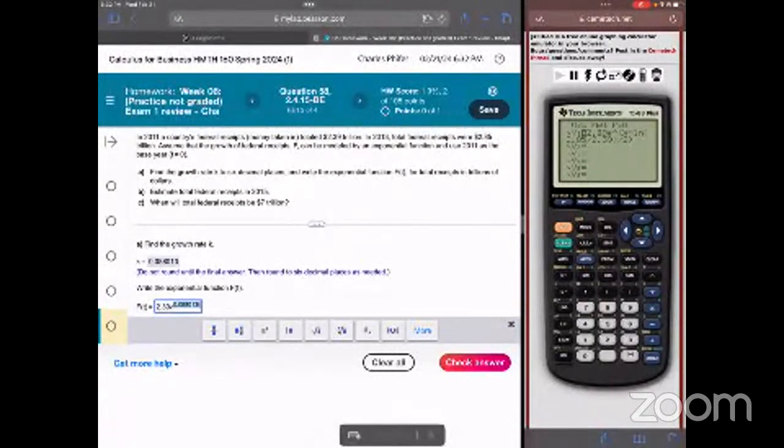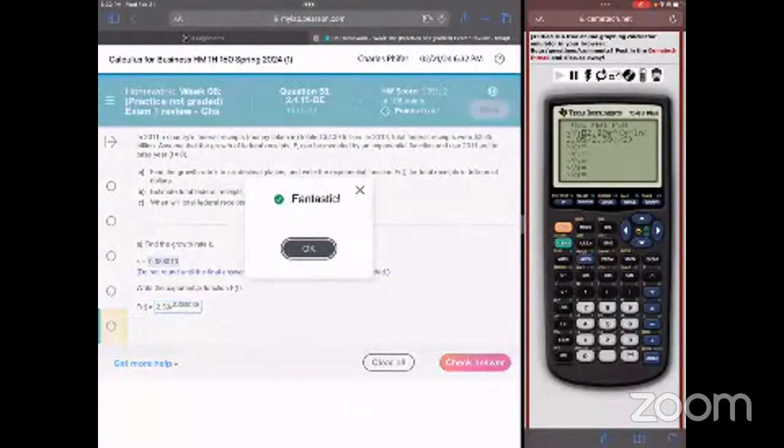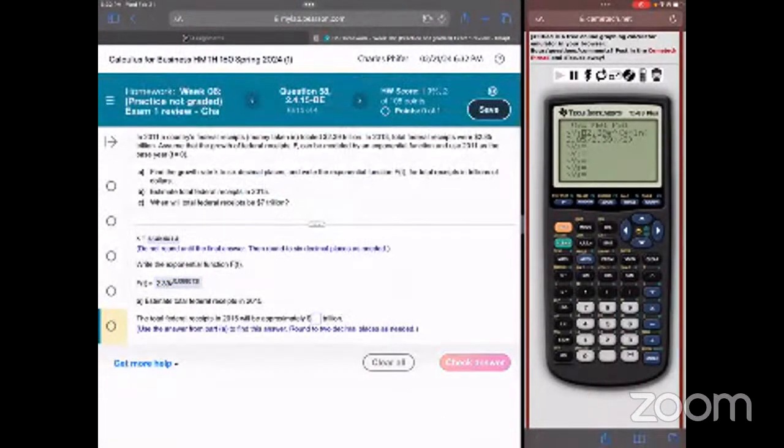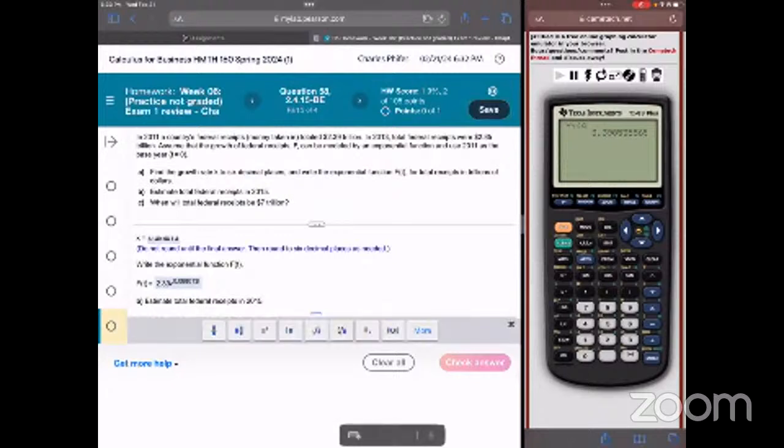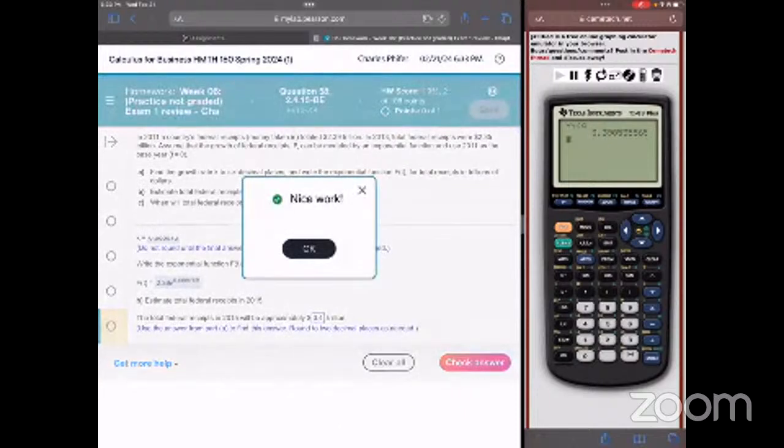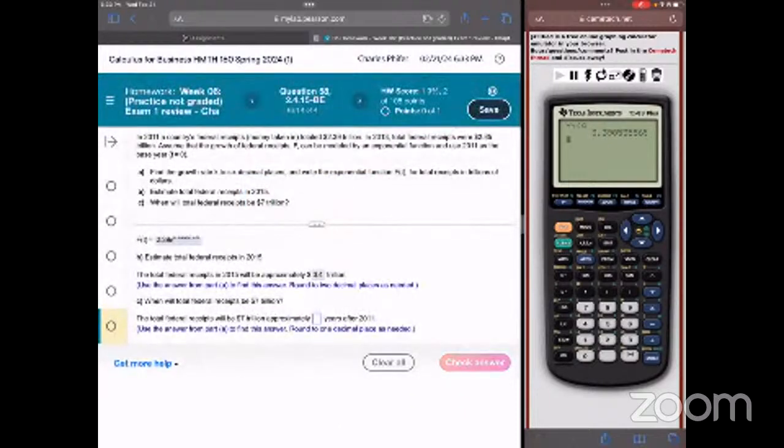So then that was our model that we got using that K. So then in 2015, I think we got that result here. So that's 4 years later. It says, use the answer from part A to find this result, round to 2 decimal places as needed. So $3.4 trillion. Okay. Is that it? No. When will the federal receipts be 7 trillion? So we want to set our model equal to 7 and then solve for t.